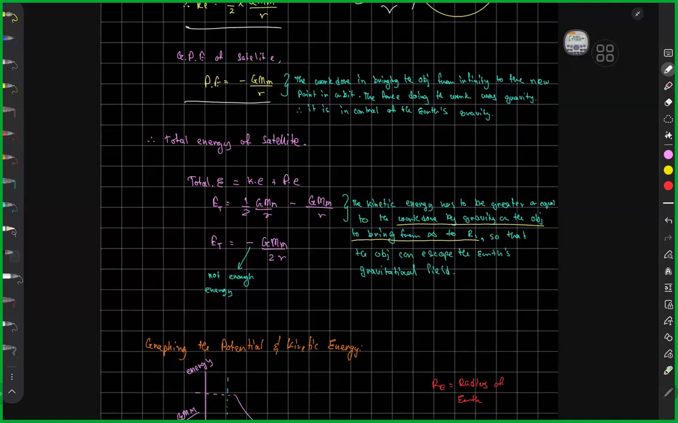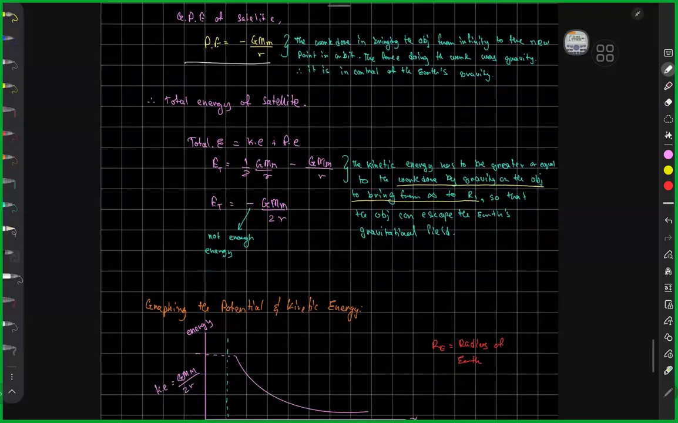Great. And if that is the case, then if I add the kinetic energy with the gravitational potential energy, the total energy of the satellite is minus GMm by 2r, or E_T is minus half GMm by r. Does this have enough energy to escape? No, because the total energy of the satellite is negative.